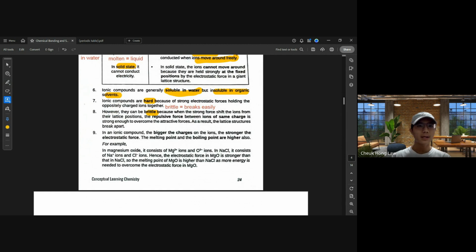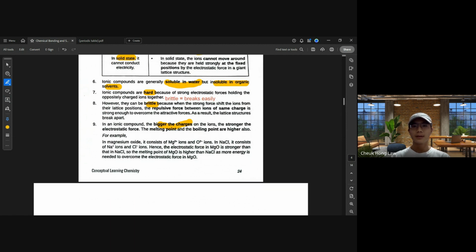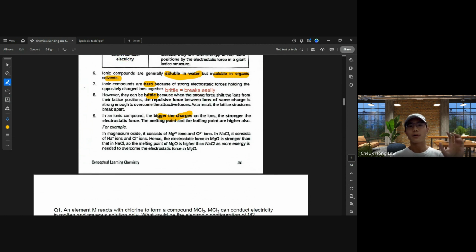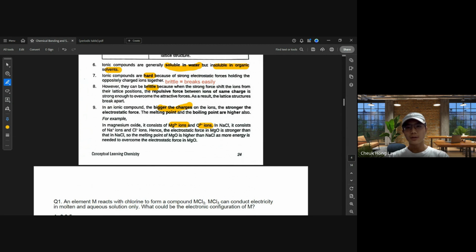Okay. And finally, in an ionic compound, the bigger the charges on the ions, the stronger the electrostatic force. So this means the melting and boiling point is also higher lah. So for example, right, we have magnesium oxide. It contains Mg2+ ions and O2- ions. So let's focus on the charge here. We have 2 plus and we have 2 minus.